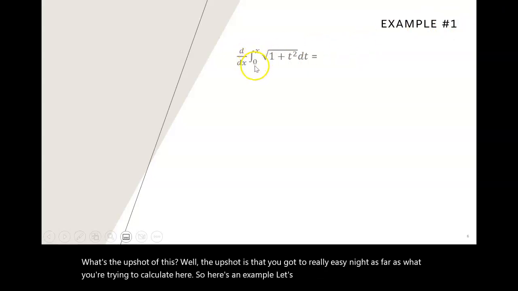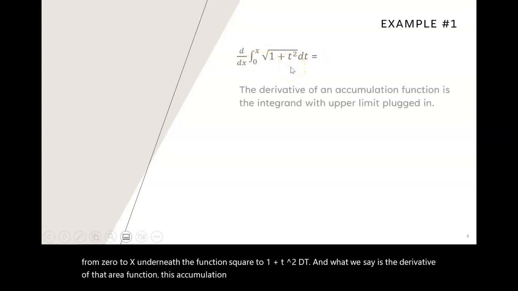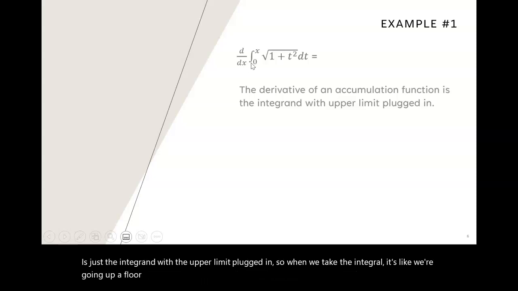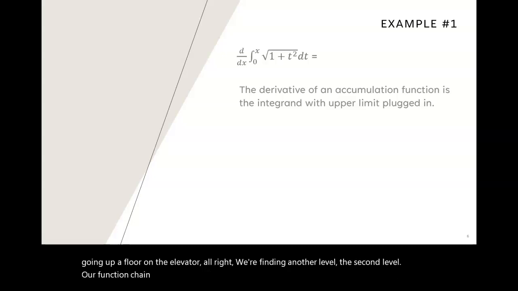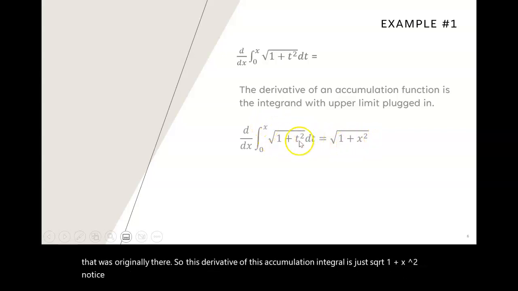Let's say we want to accumulate the area from 0 to x underneath the function square root of 1 plus t squared dt. And what we say is the derivative of that area function, this accumulation function, is just the integrand with the upper limit plugged in. So when we take the integral, it's like we're going up a floor on the elevator. We're finding another level, the second level of our function chain. But then when we take the derivative, we get back down to the function that was originally there. So the derivative of this accumulation integral is just the square root of 1 plus x squared. Notice it's just the integrand with x plugged in.